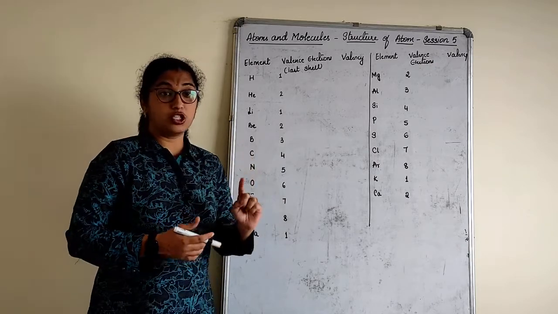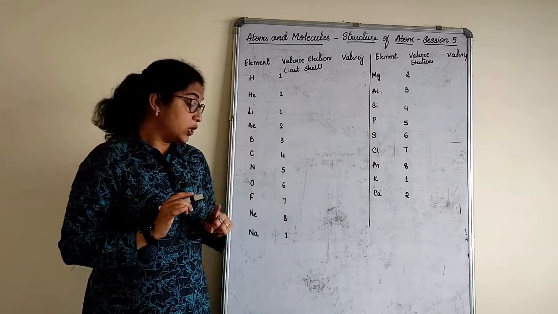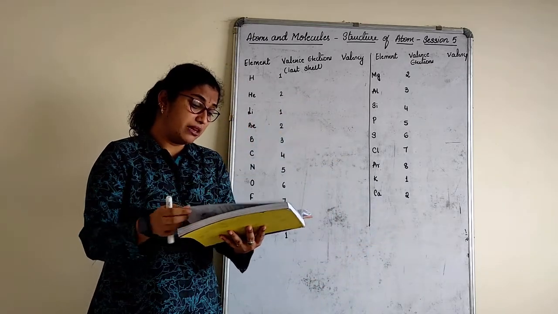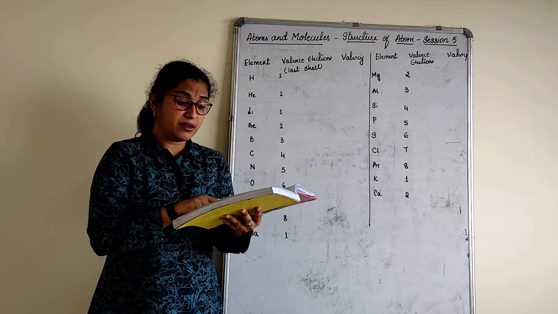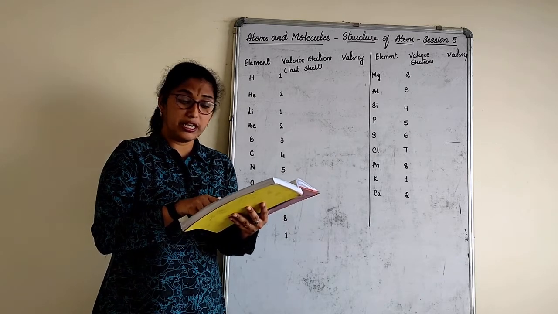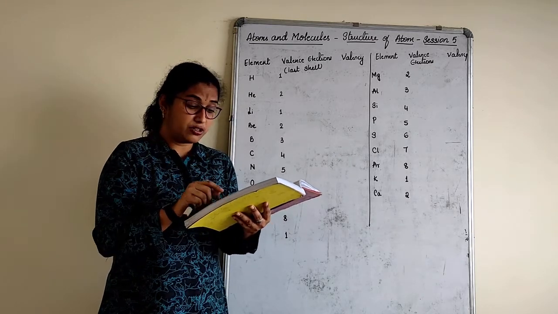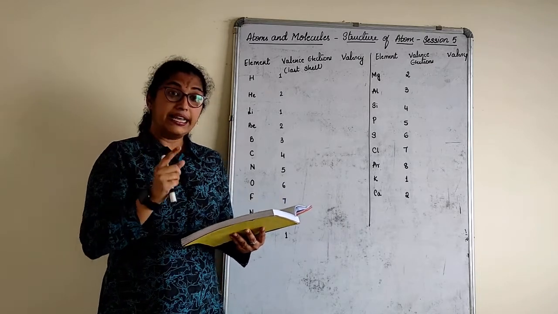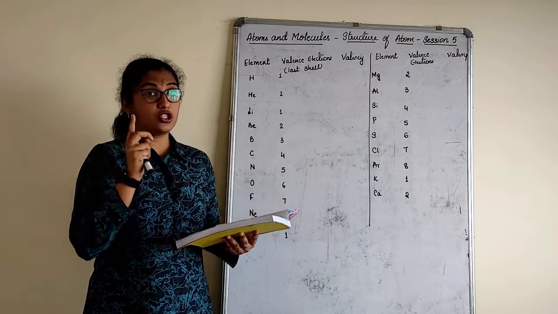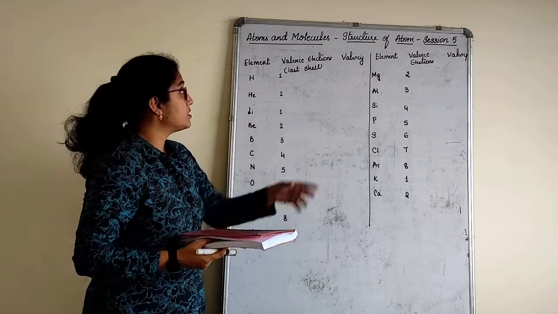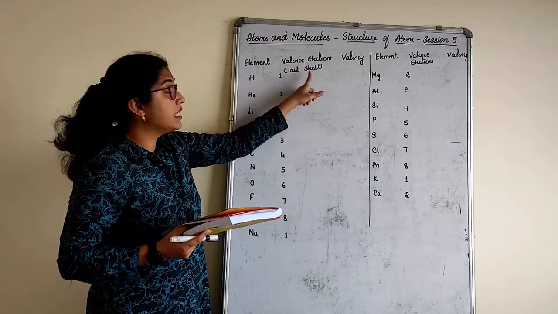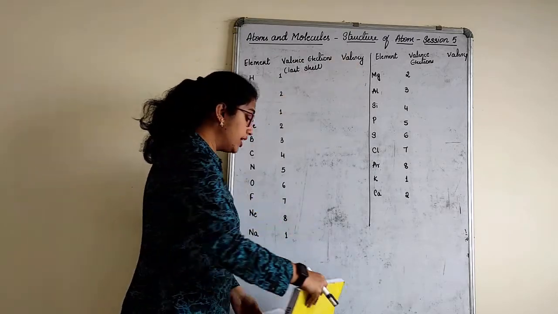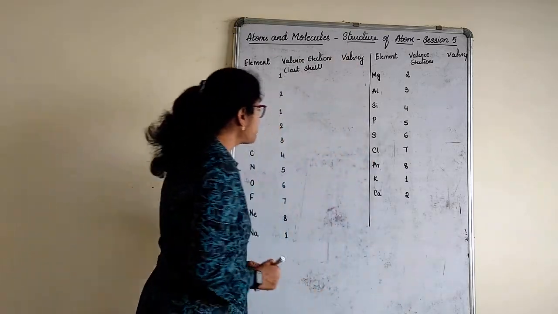I had also asked you to make a tabular column which consisted of the element, symbol, atomic number, number of protons, neutrons, electrons, and distribution of electrons, that is in K, L, M, N shell, right? Next, the last two columns I had asked you to leave empty, and that was nothing but valence electrons, the last shell, written as valence. So let me explain this to you now.